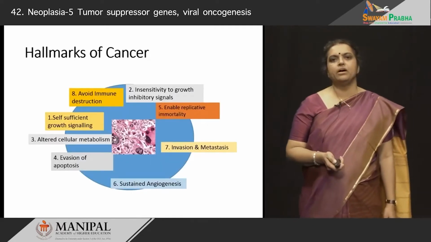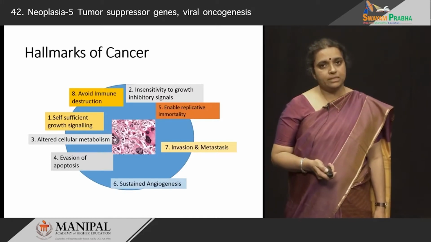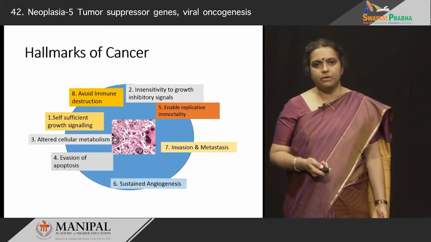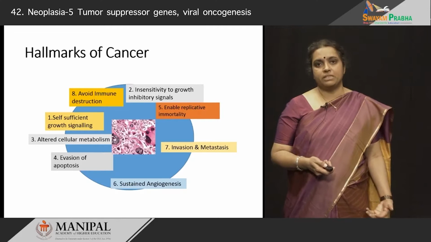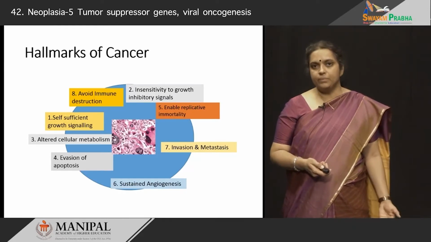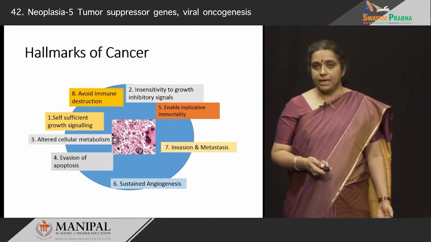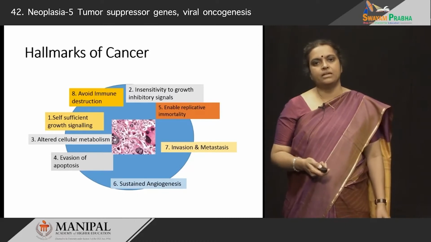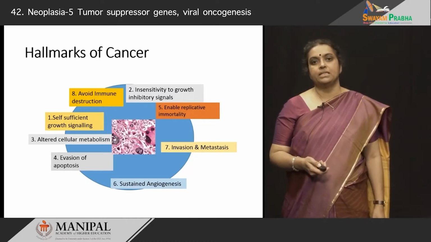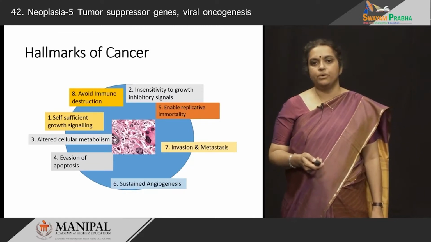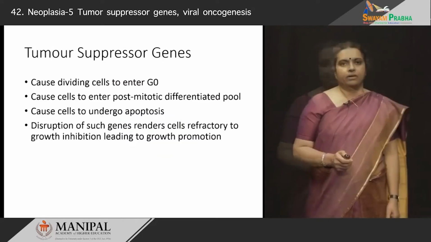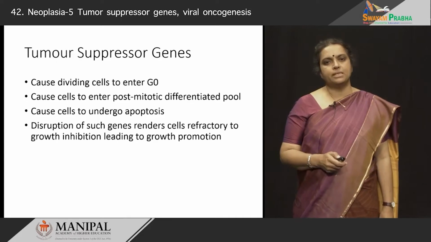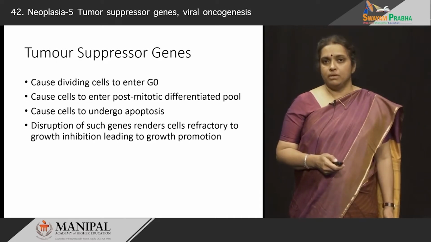Okay, just to recap the hallmarks of cancer, there are these various very essential features of cancers that we have talked about, and we have especially talked about self-sufficient growth signaling, and the second one, which is very important, is that the cancer cell somehow becomes insensitive to growth inhibitory signals. So, today's class will concentrate on the second point, which is the insensitivity of the cancer cell to growth inhibitory signals. Right.